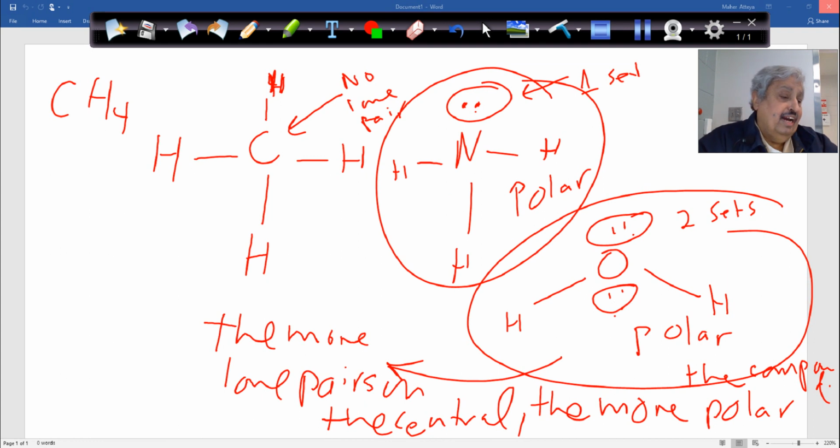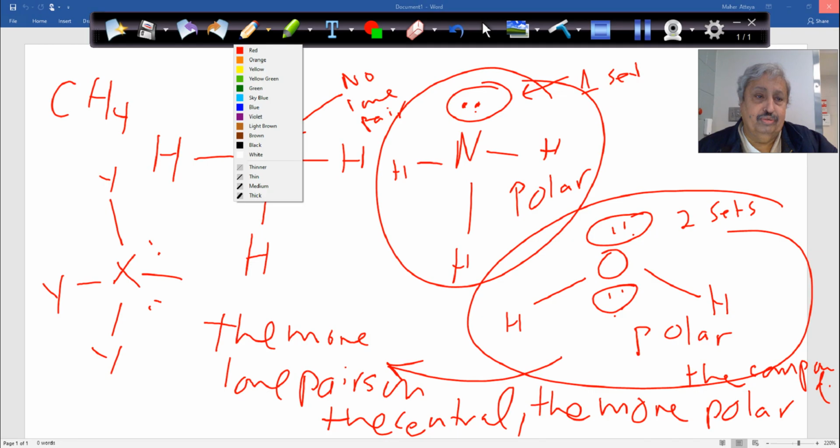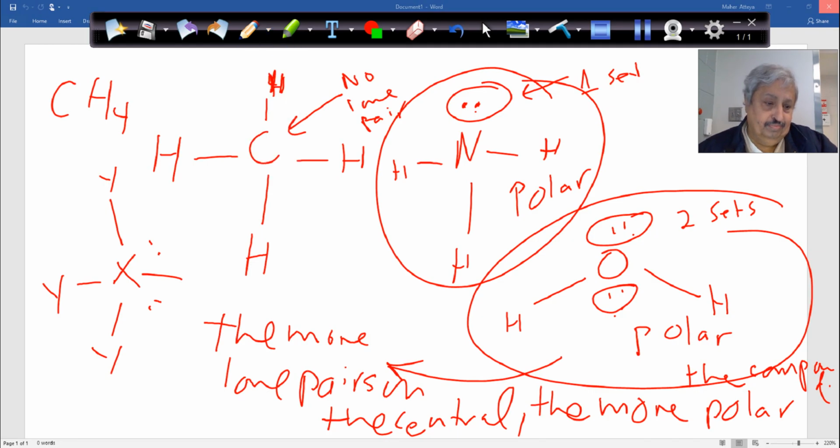Now how about if I have a theoretical compound, with X inside and then Y, Y, Y, Y, and it has 3 sets of lone pairs. So let's take the Y here out. It has something like this. So which will be polar from all those 3?